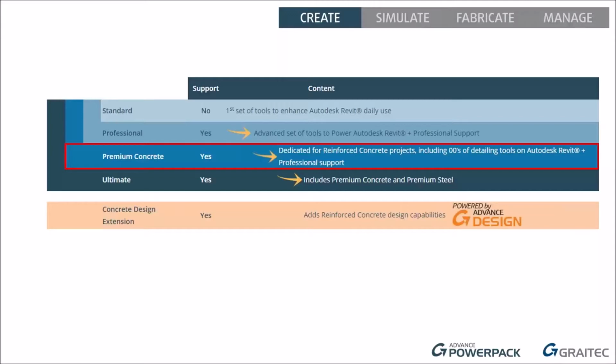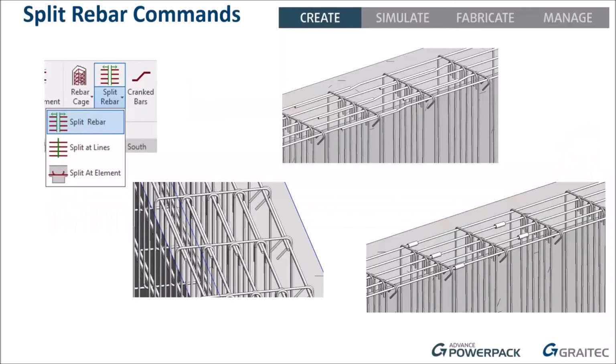So to expand on our split rebar commands, they consist of 2 main tools. We have the split rebar, and there's a few ways that we can do that. We can use the split rebar, we can split at lines. I'll show you how these work. And we also have the ability to split rebar where it is intersected by another element.